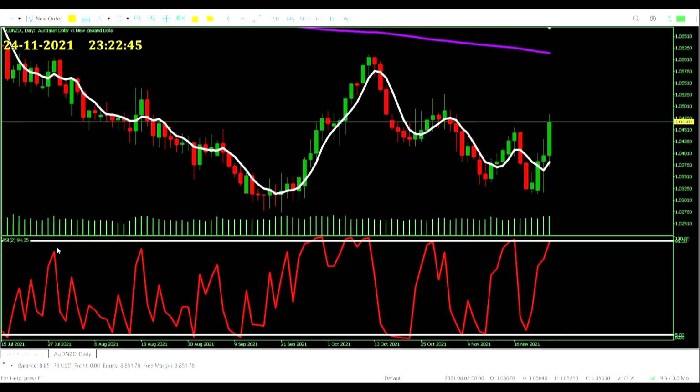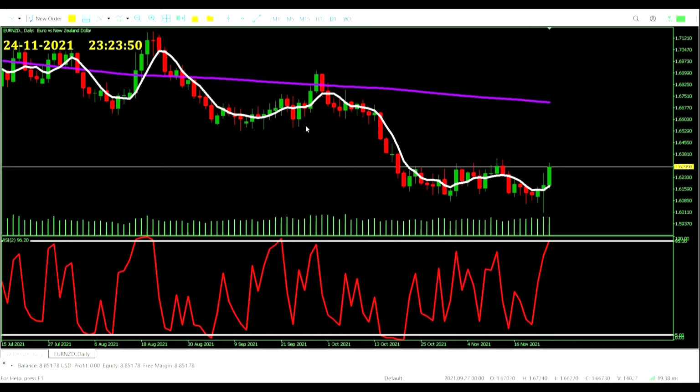Australian, New Zealand dollar, that is so close, RSI at 94.35. Any type of green day tomorrow is going to give the signal. Euro, New Zealand dollar, that comes through with a signal though. We are in the overbought territory, RSI at 96.2 and price comfortably below the moving average. Let's get into a sell trade for it. After we check those other charts, that is.